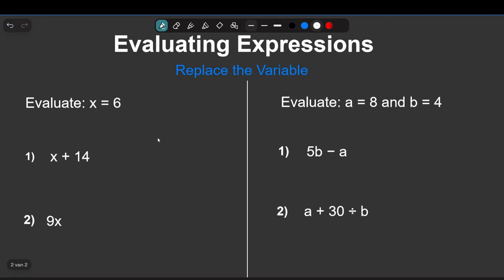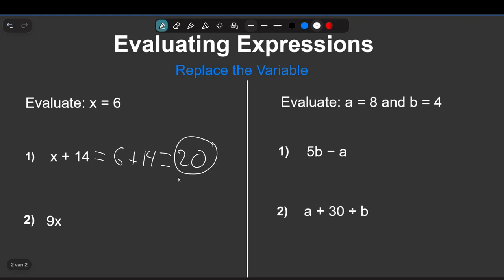x plus 14. For the first two examples, we're going to evaluate x equals 6. So our variable has a value of 6. The only thing we have to do in this case is rewrite our whole expression and just solve it. If x is 6, we get the expression 6 plus 14, and 6 plus 14 equals 20, so this will be the answer for the first example.